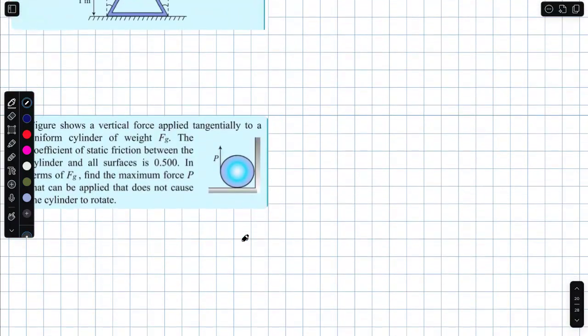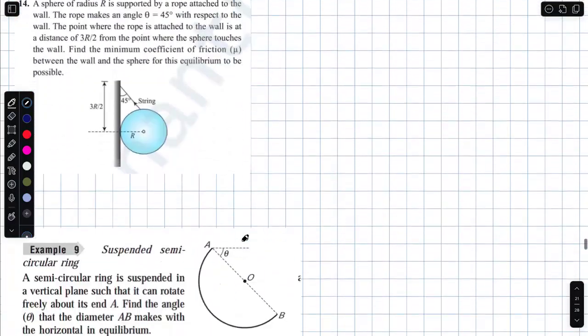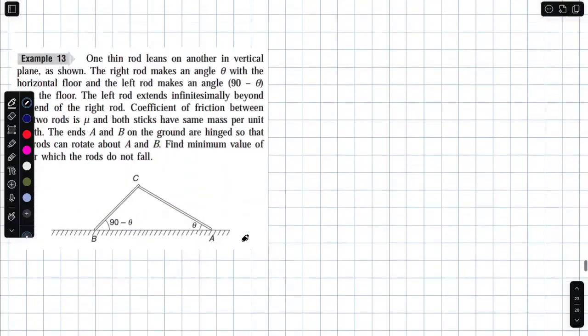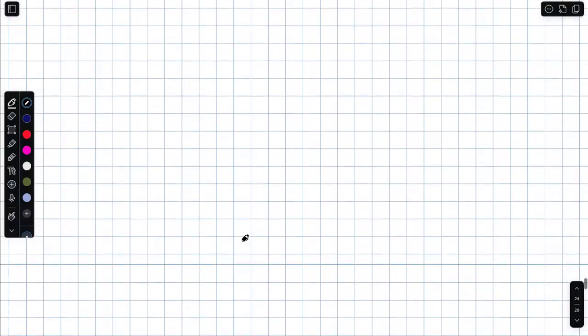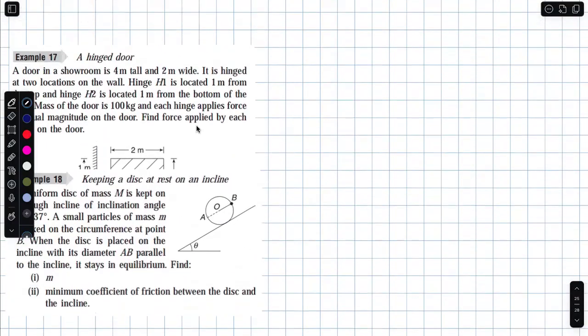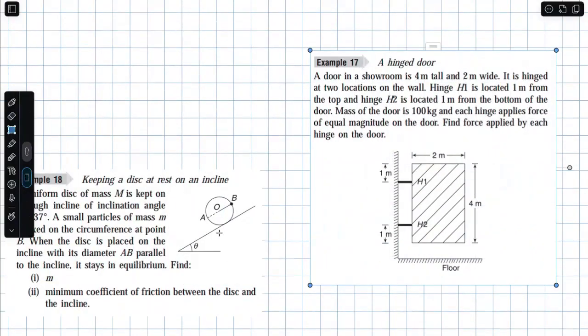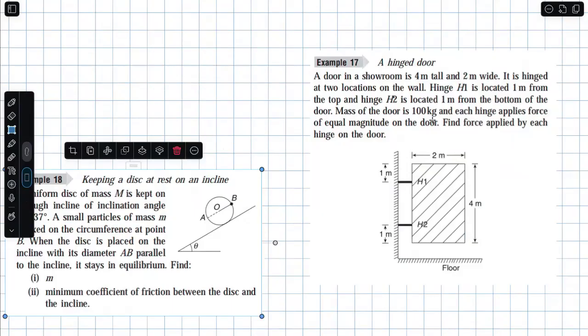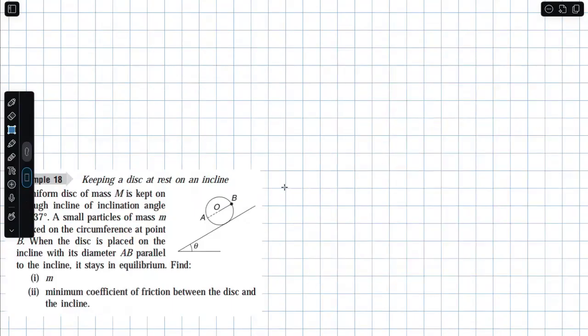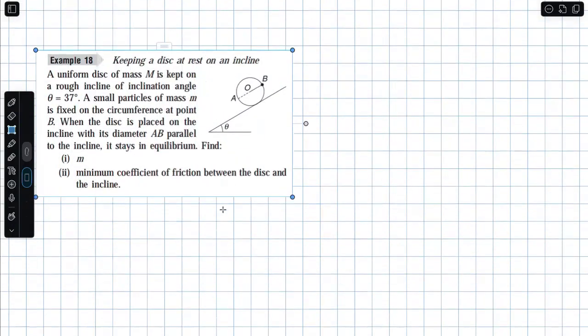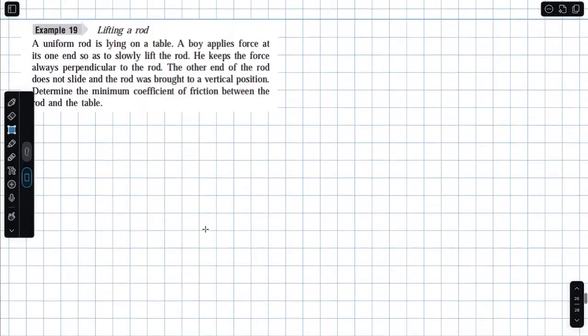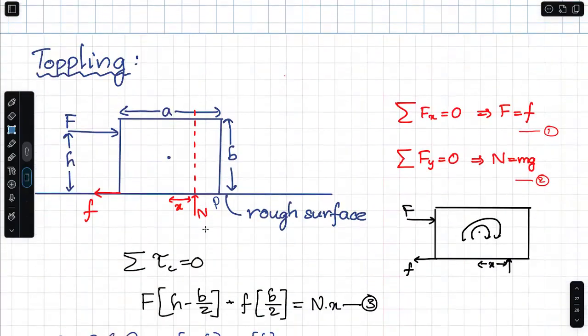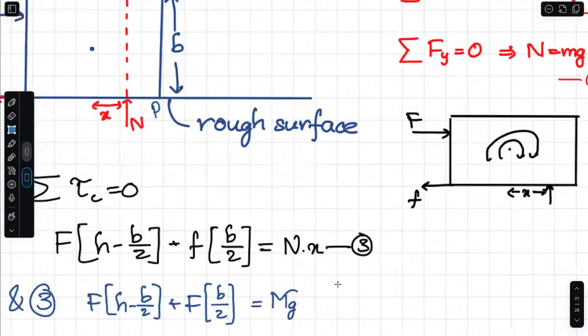How many questions are left for us? 1, 2, 3, 4, 5, 6, 7, 8, 9, 10, 11, 12, 13. I'll delete this because we already did this. 13, 14. There are 14 questions left in that. That we can manage. Right.